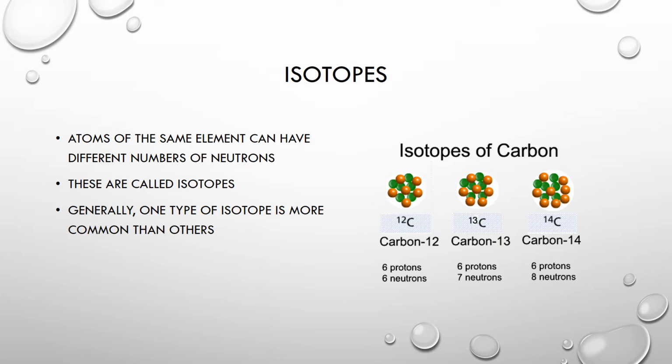For example, carbon-12 is the most common that we have right now. However, you'll find some carbon-13 and carbon-14 out there. Isotopes tend to, although not always, be radioactive. Let's take another look at our carbon example.